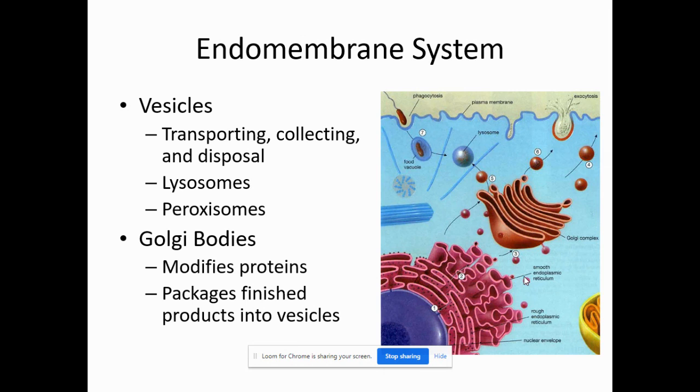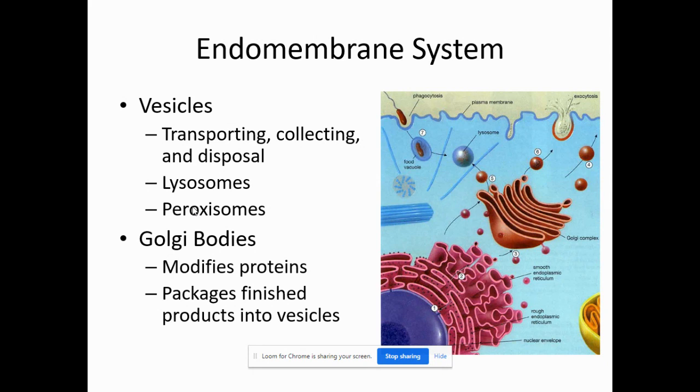Moving on to vesicles, which are still considered part of the endomembrane system. Vesicles are membrane-bound organelles whose main function is to transport a variety of substances to and from organelles and out of the cell. So transporting, collecting, and disposal: three important functions of vesicles. Some examples of vesicles are lysosomes and peroxisomes. Vesicles can form by budding from the plasma membrane or by budding from other organelles.